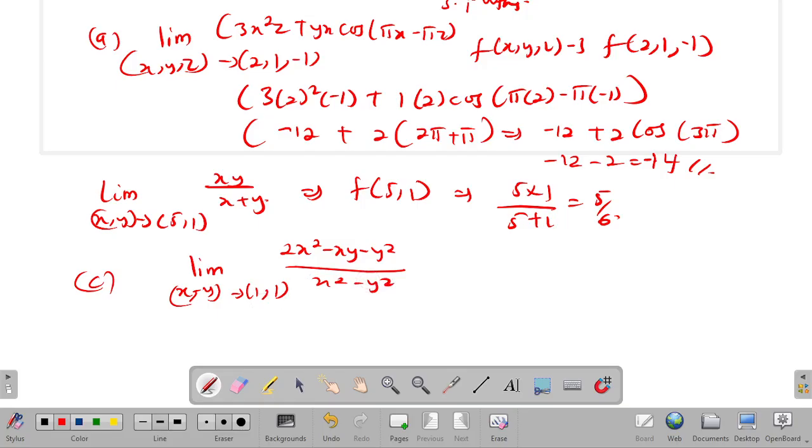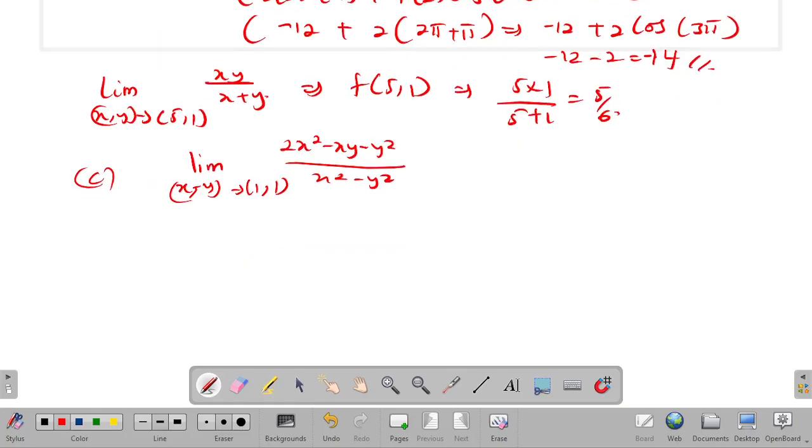Remember here, our very first test is for continuity. When I put in 1, what am I getting at the denominator? 1 minus 1, which is 0, meaning it's going to be undefined. Therefore, it is discontinuous at this point. So as I said, we test whether the discontinuity is removable. For us to test whether it's removable, we can see this expression here can be factorized.